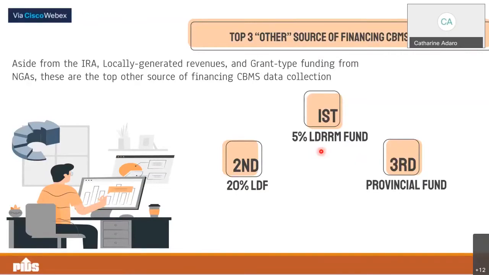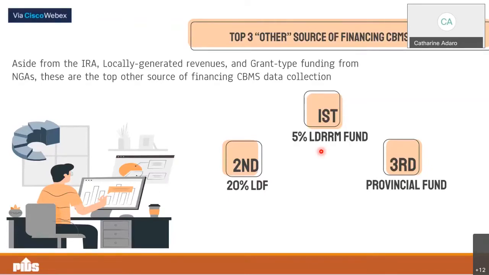In the case of the Local Development Fund, as stipulated in the JMC of the DILG and DBM on its appropriation and utilization, the 20% development fund shall be utilized for development projects such as those on social development, economic development, and environmental management.